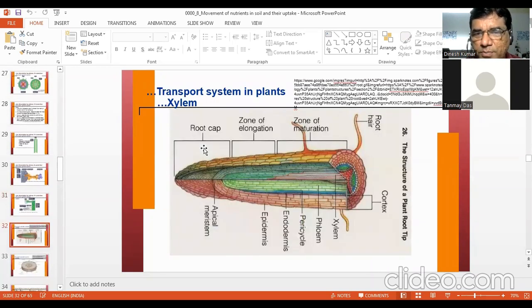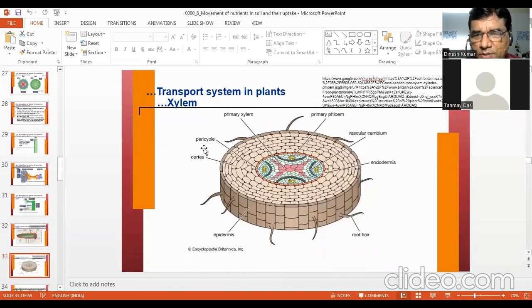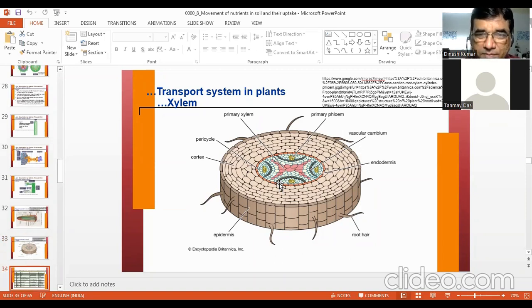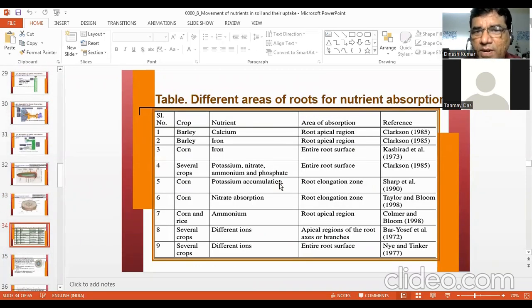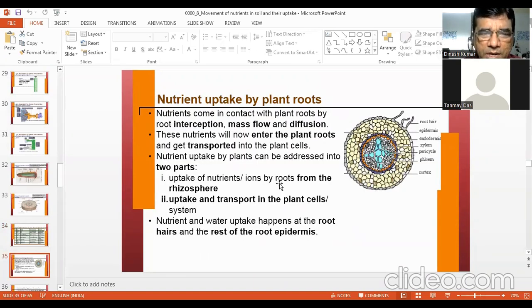You have seen different parts of the roots. And in this one also, you can see the endodermis. The endodermis has some bands, which are just encircling the cells of the endodermis. Those are Casparian cells. And you can see different areas of roots for nutrient absorption and nutrient uptake by plant roots. So the first part is uptake of nutrient ions by roots from the rhizosphere, meaning the nutrients come in contact with the roots, and then uptake and transport in the plant cells.